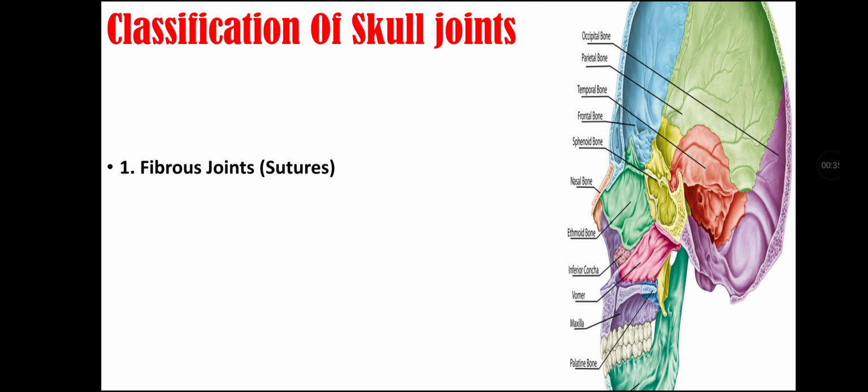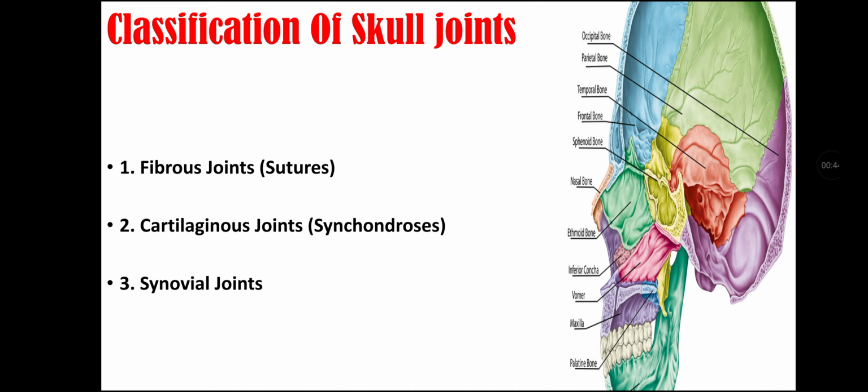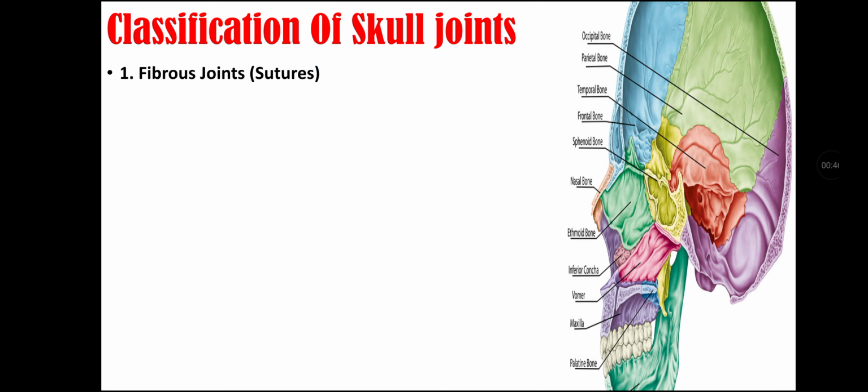Classification of skull joints. First, the class is fibrous joints that are also called as sutures. Second is cartilaginous joints that are also called as synchondroses. And third are synovial joints.